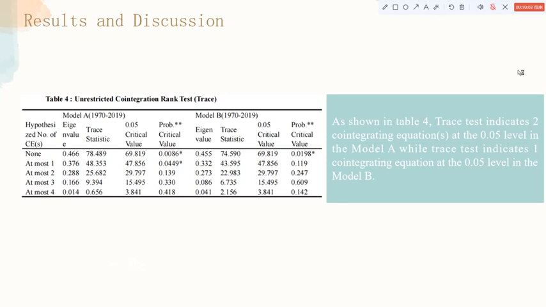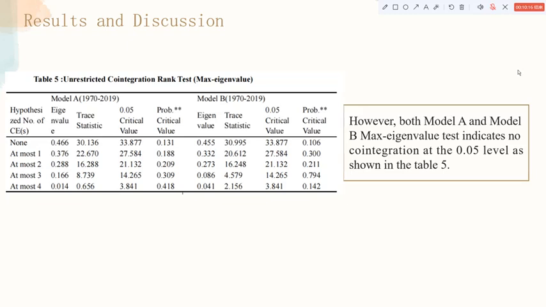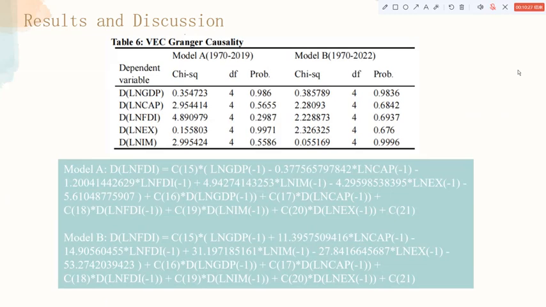the trace test indicates two cointegrating equations at the 0.05 level in Model A, while the trace test indicates one cointegrating equation at the 0.05 level in Model B. However, for both Model A and Model B, the max eigenvalue test indicates no cointegration at the 0.05 level, as shown in Table 5. From Table 6, in Model A and Model B, the Granger causality of all variables on other variables is not significant. This indicates that a single variable in the short run does not have strong predictive power for other variables in both time periods.